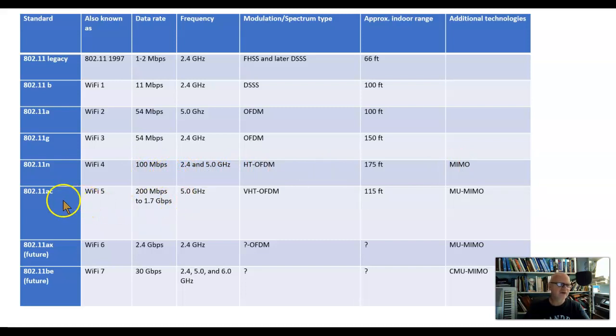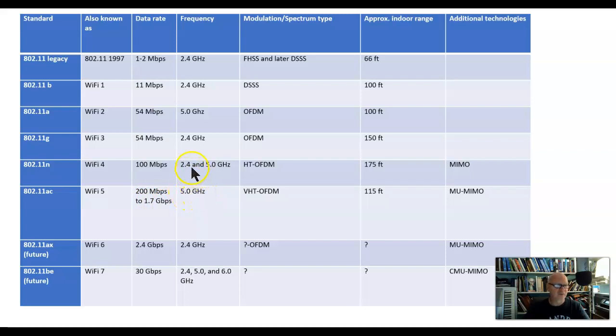Wi-Fi 5, 802.11ac, is what you can buy today, and you can get very, very fast speeds out of that. You can double N's speeds, or depending on what version of it you're using, you can get all the way up to 1.7 gigabits per second. You don't actually probably achieve that, but in theory you can. Again, we're using that 5 gigahertz.